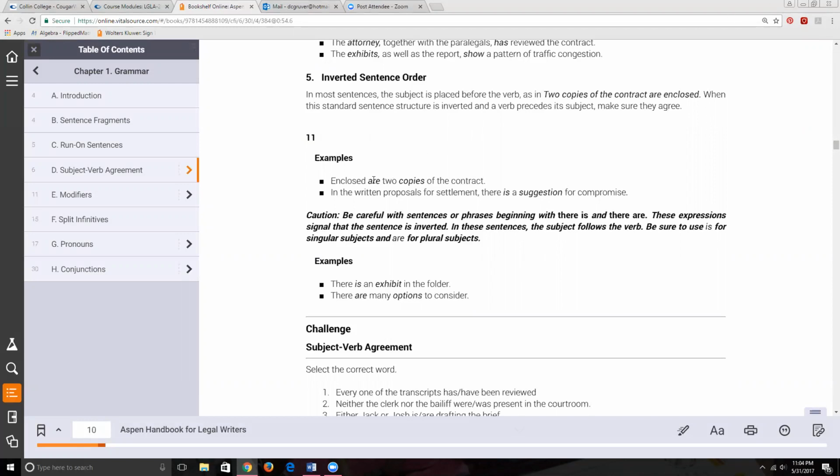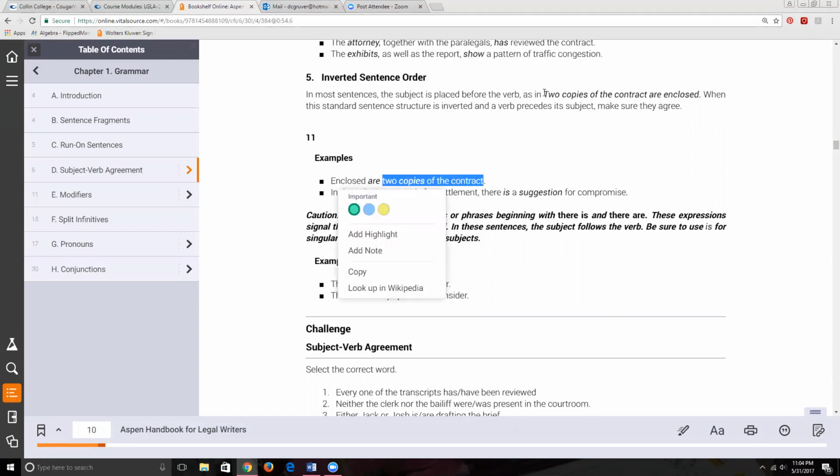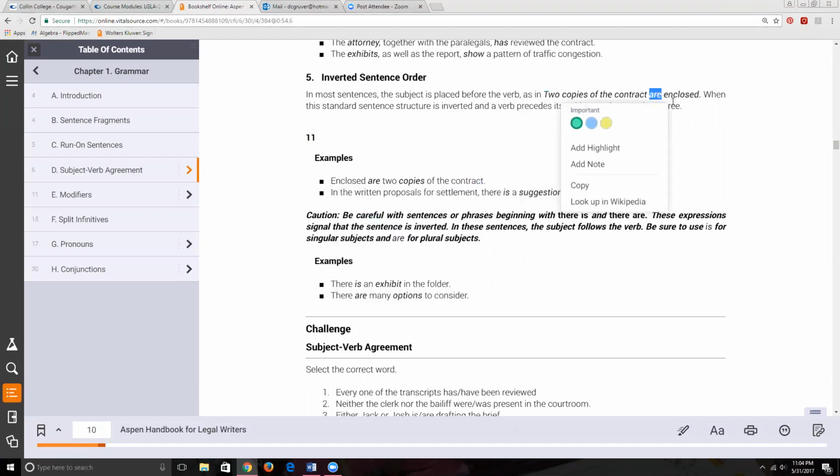So now here are some examples. Enclosed are 2 copies of the contract. Well, here is our subject, right? And actually we've written the sentence up here. 2 copies of the contract are enclosed. So we have 2 copies is our subject. Obviously that's plural. Are is also plural. 2 copies are. None of us would miss that, or especially if we eliminate of the contract. If we got rid of that, 2 copies are enclosed, we'd all get that right.